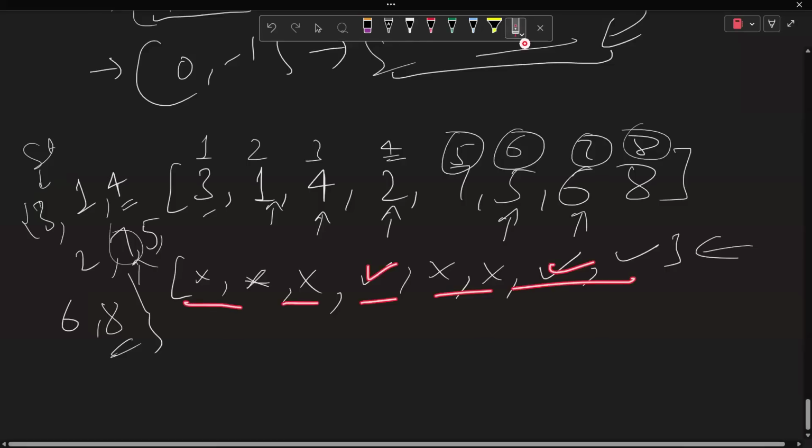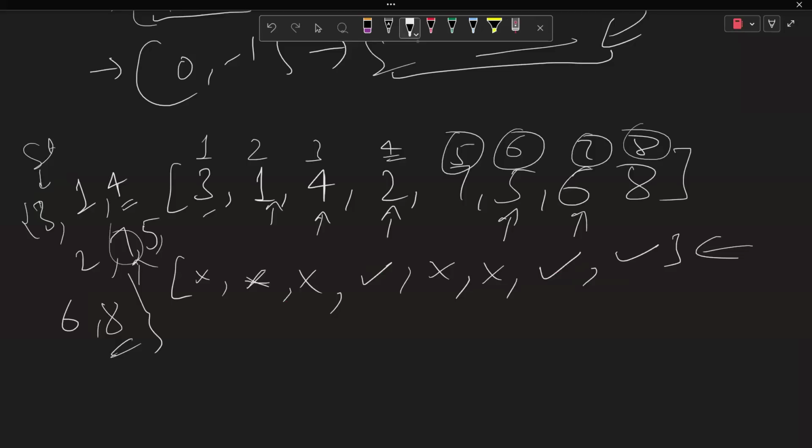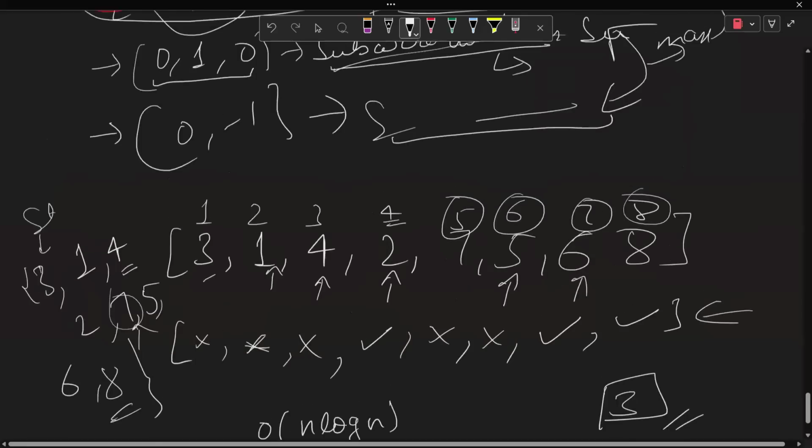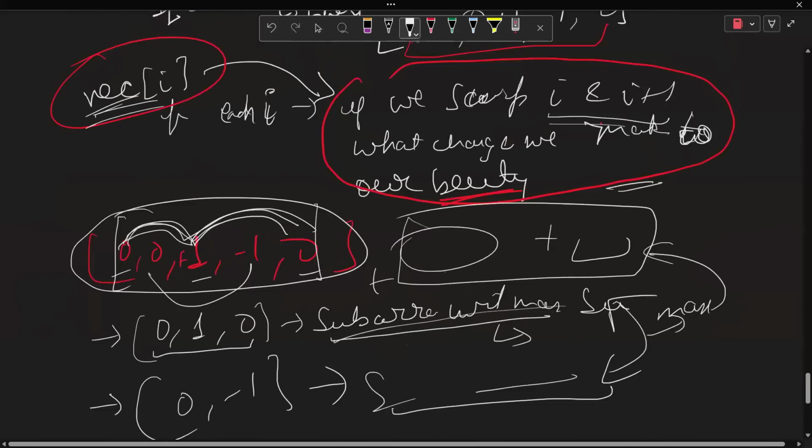So we have 3 ticks here, so we can just do a plus plus and we can compute the beauty of our original array as 3. In this way, in O of n log n, we can compute the beauty. Now, along with beauty, I needed to compute this vec. How can you do that?